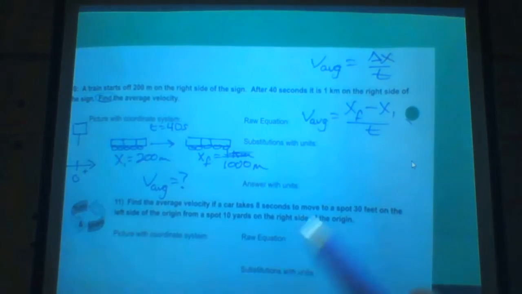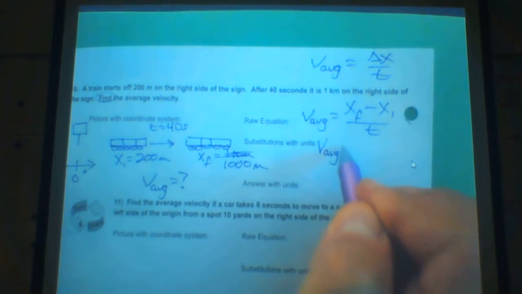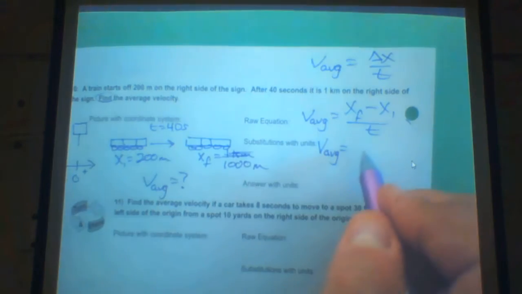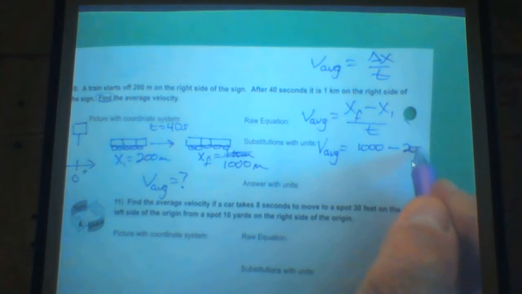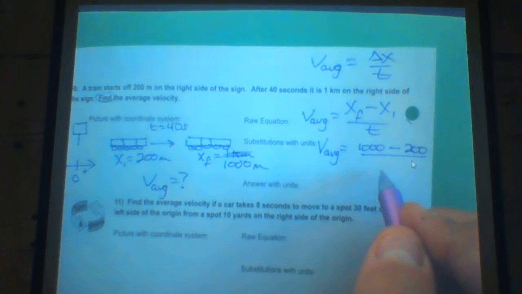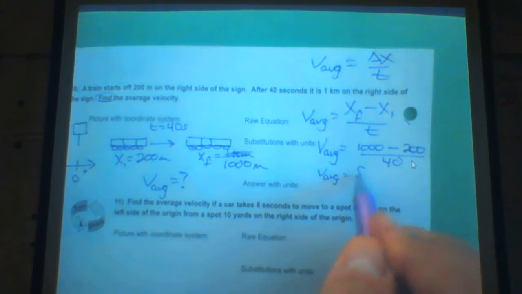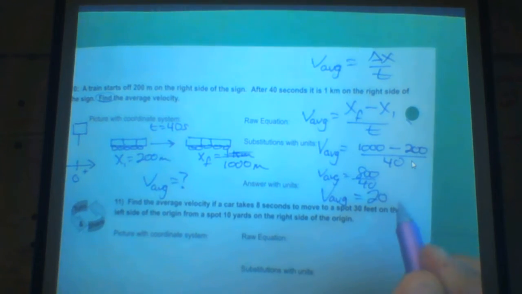Okay, so now we substitute in our numbers. We're looking for the average velocity, so that stays letters. The final location is 1,000. The initial location is 200. And the time is 40 seconds. First do the top. We get 800. And then divide 800 by 40, and I believe you're going to get 20.